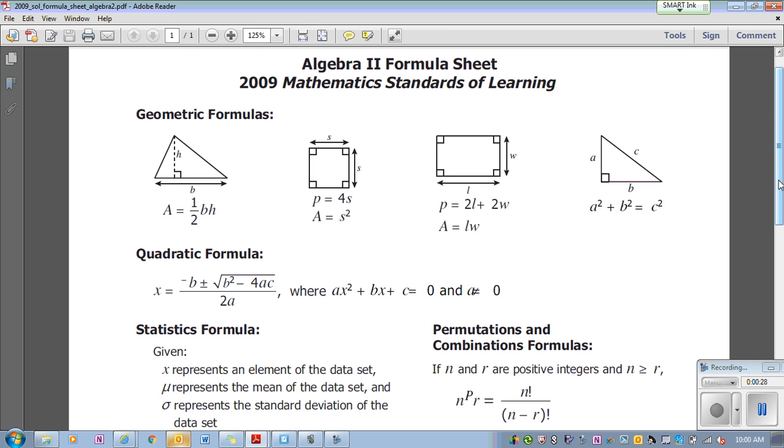Take notes on it so that when you go and sit down for your SOLs and you get that formula sheet, you can write all over it. Write whatever it is that you need to, all right?